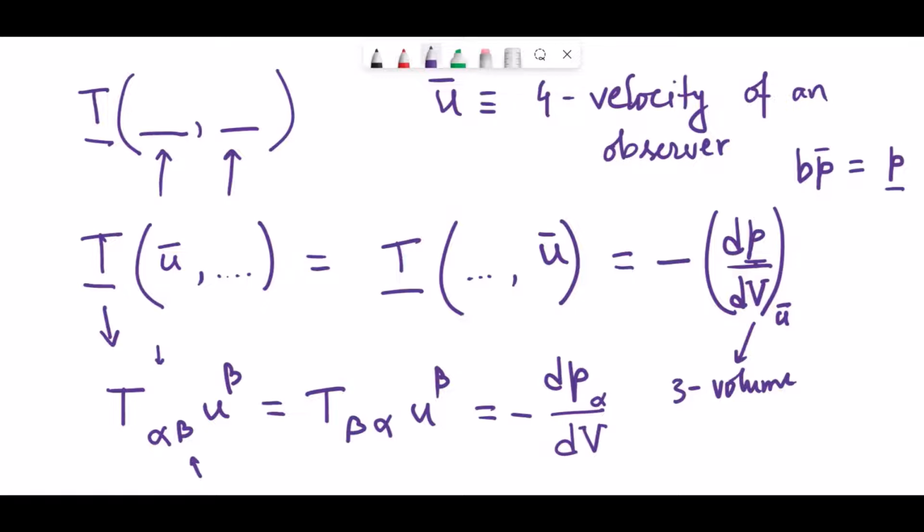It's actually the negative momentum density with respect to that observer. This is the 3 volume with respect to that observer, the 3 volume of the place that we are interested in, and of course this is the projection of momentum from the point of view of that observer. So this is the first thing. T tells us the momentum density when we plug in the full velocity of an observer. So that's number 1. Let's go to number 2.